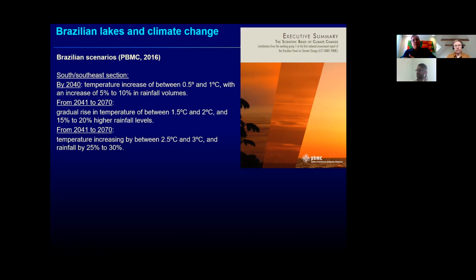But actually, this is not the same for the entire country. Part of the country will become wet and another part will become dry. So this will have a great influence on the amount of water in river basins and especially in lake basins. For 2041 to 2070, the projected trend is worsening a little bit, with temperature increasing from 2.5 to 3 Celsius degrees.